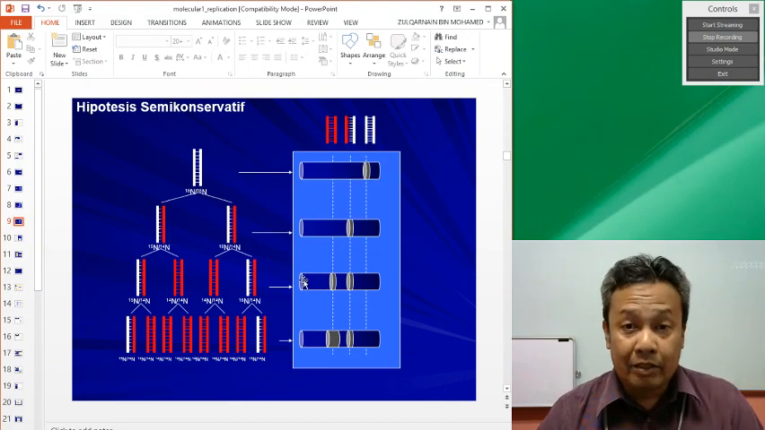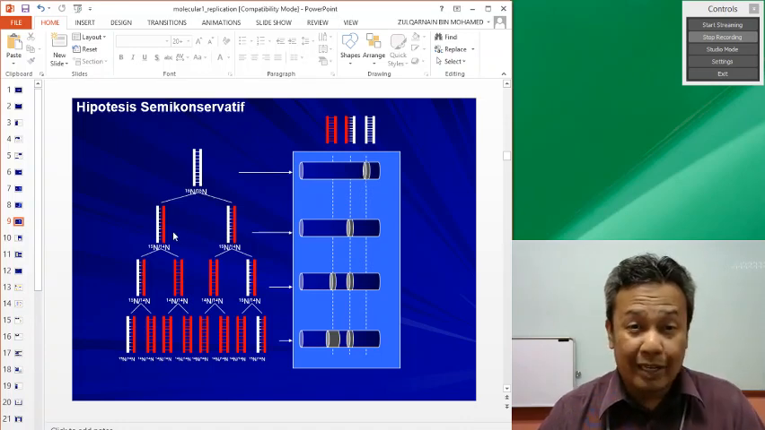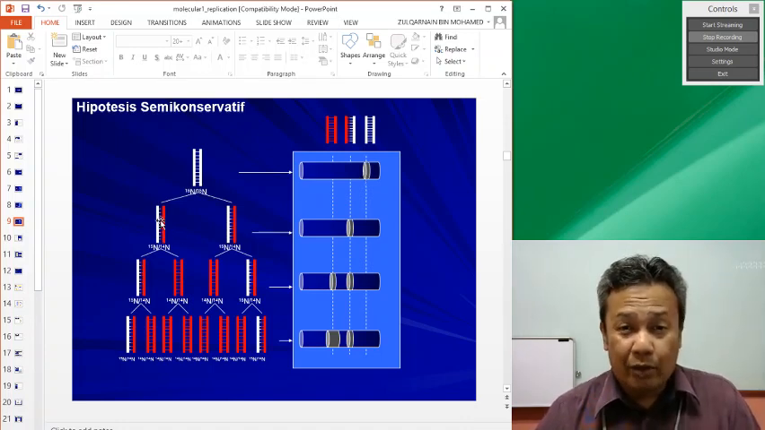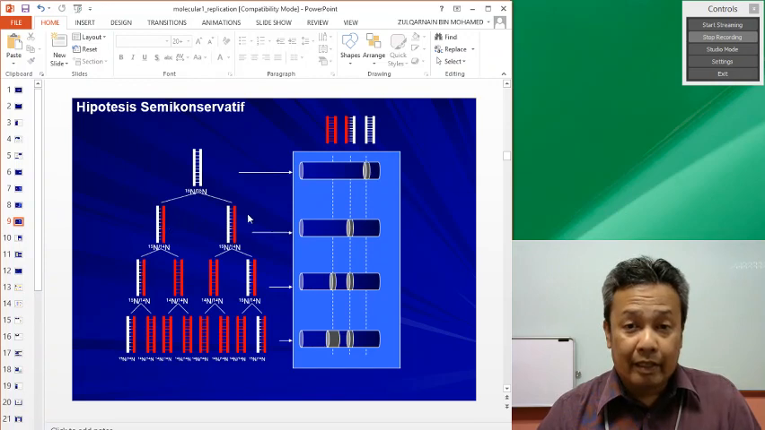Whereas in semi-conservative, you start off with 15N, and then in the first generation, because it's semi-conservative, you get a hybrid molecule. Each molecule has one 15N strand and one 14N strand, and because they are all the same, it remains in the middle.